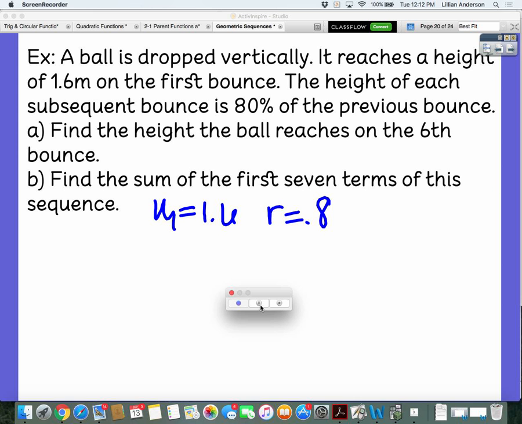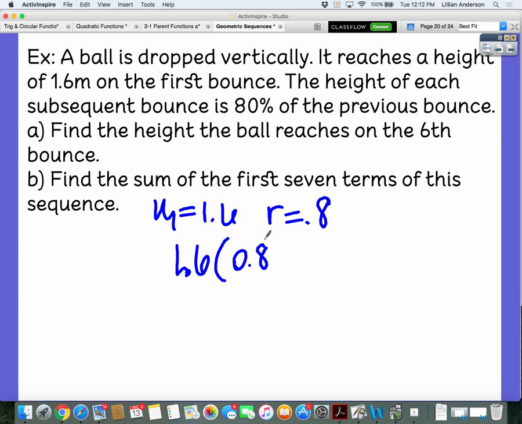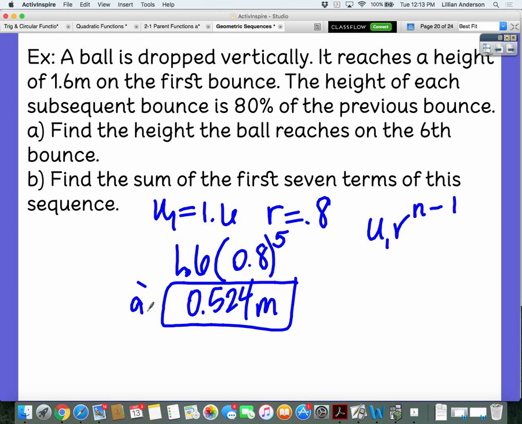So, what'd you guys get? 0.524. Because you raised it to what power? Fifth. Yeah. The 5 is coming from the general formula, which has n minus 1 in it, so you plug 6 in, that's where the 5 comes from. So the 6th bounce is at 0.524. And do not forget your meters, don't forget your units, okay? So there you go. That's the height on the 6th bounce.